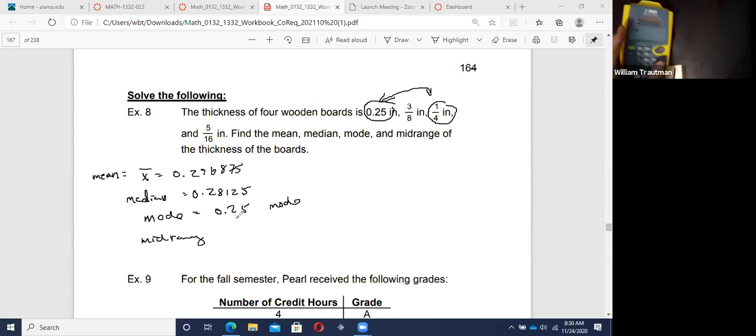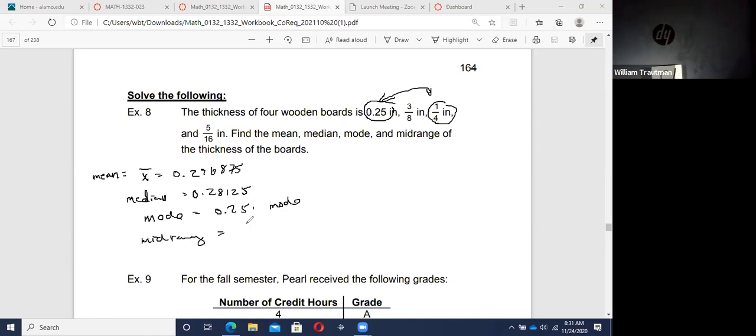This is the fraction decimal button, by second table. If I hit second table, it changes the decimal to a fraction. See, now it's 1/4. Or you can go second table and hit enter, and it'll change it back into a decimal. So the mid-range is the highest piece of data.